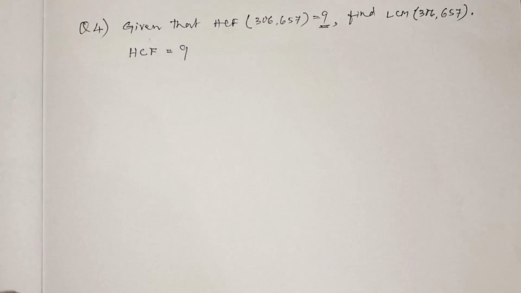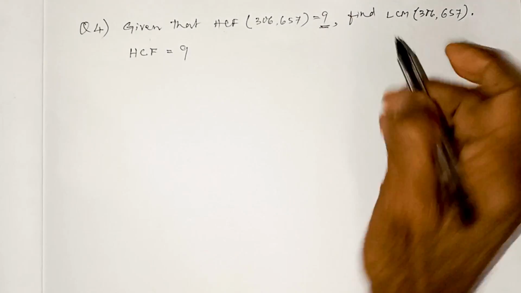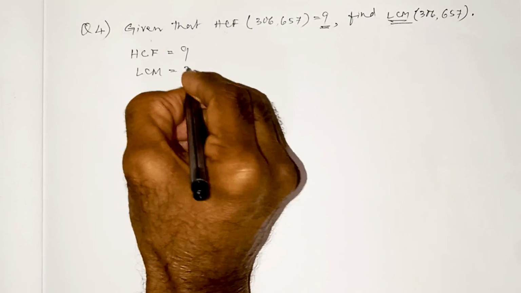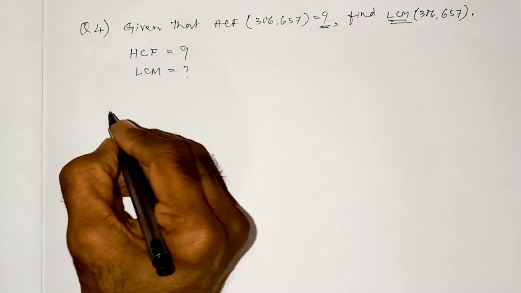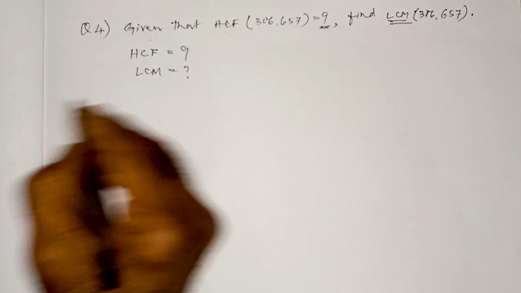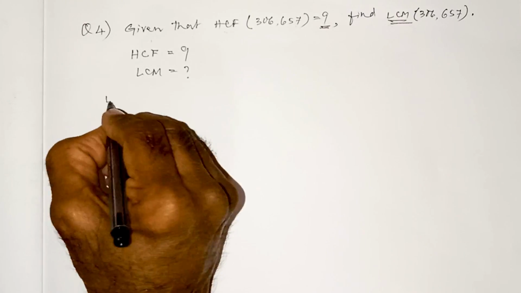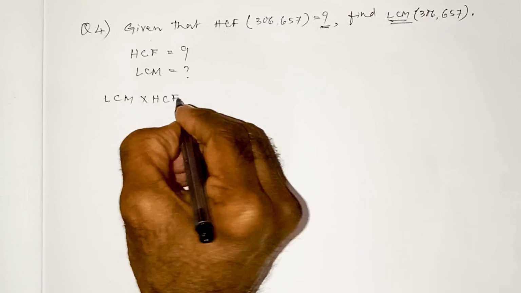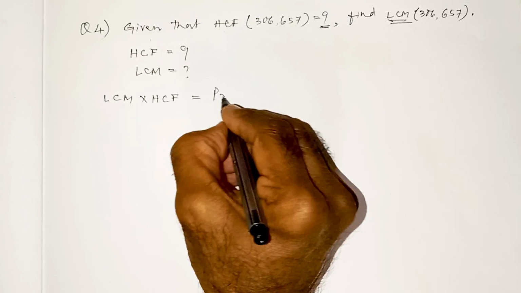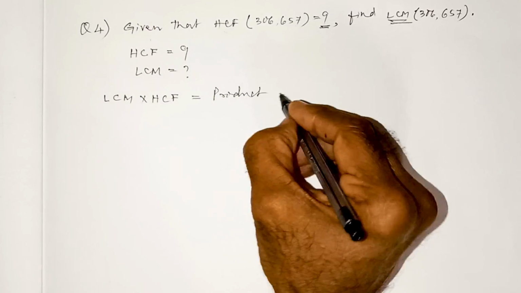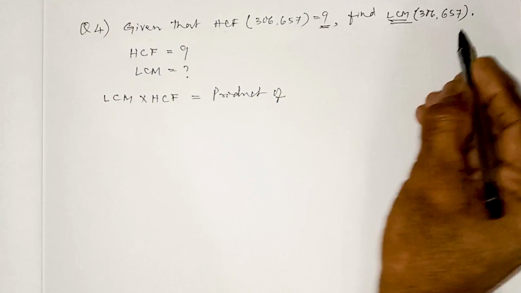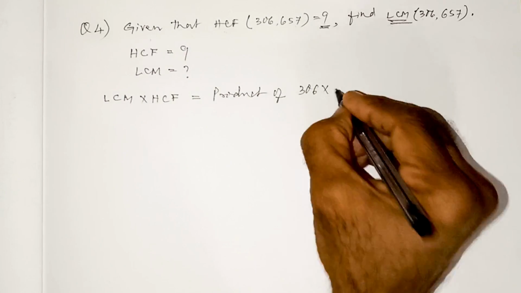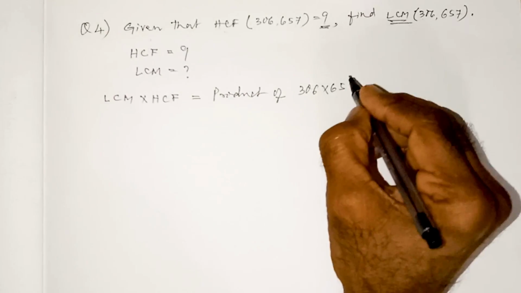This is the HCF. Right? Now you have to find out LCM. What is LCM? We know very well, and we have done in the previous questions, the product of LCM and HCF is equal to the product of the numbers 306 and 657.